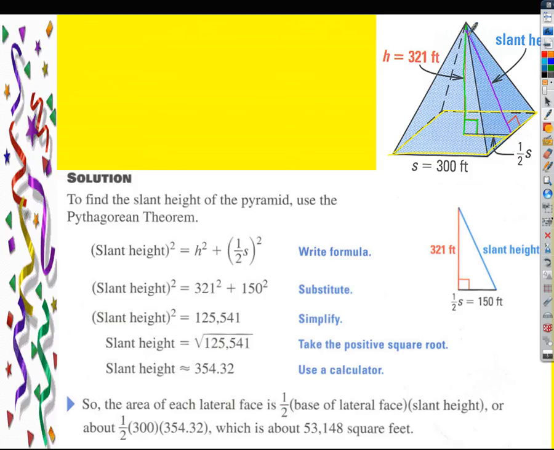So now all we have to do is apply the Pythagorean theorem, and we can solve for the slant height. It's just going to be the square root of this distance, which is one half s squared, plus this distance, which is h squared. That helps us out. So then we know the slant height. Why is that so useful? Well, we're going to see.